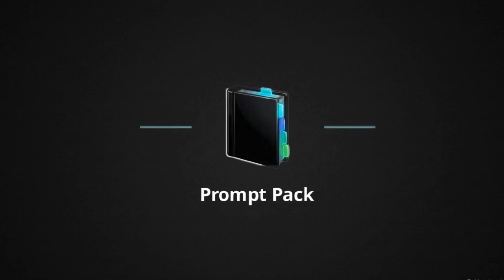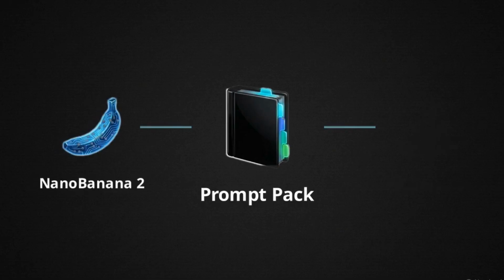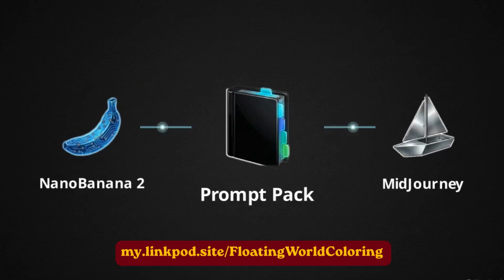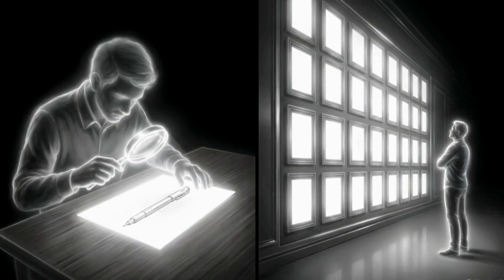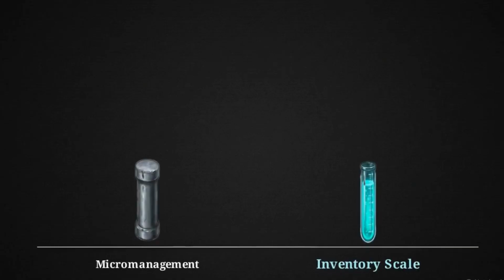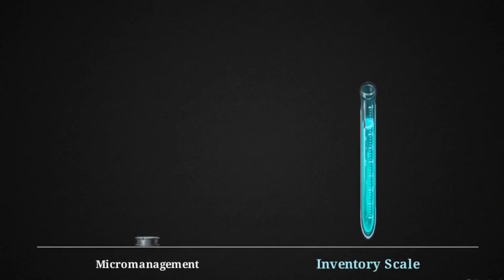You will need third-party software dependencies. These prompts are explicitly tuned for Nano Banana 2 or Mid-Journey. This leads to the second major trade-off, surrendering granular, line-by-line artistic control in order to operate as a high-volume curator. You trade artistic micromanagement for rapid, high-quality inventory scale that works directly out of the box.